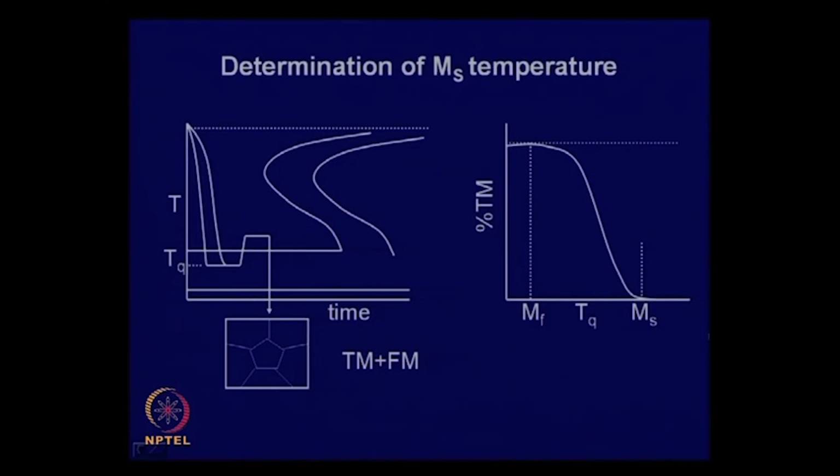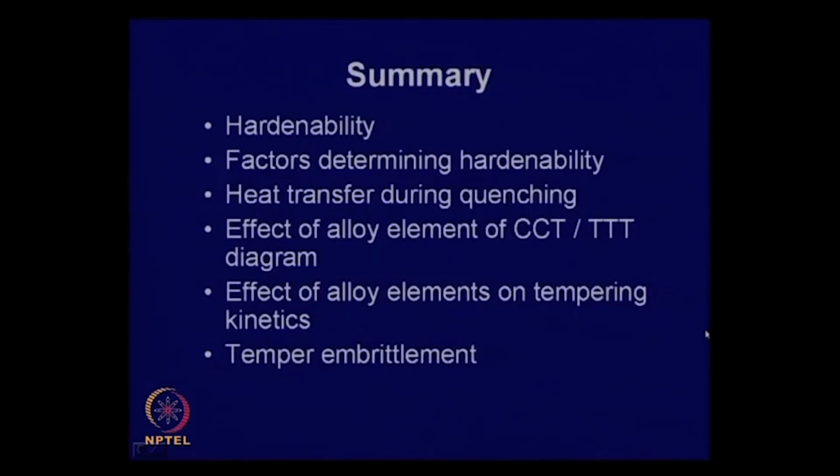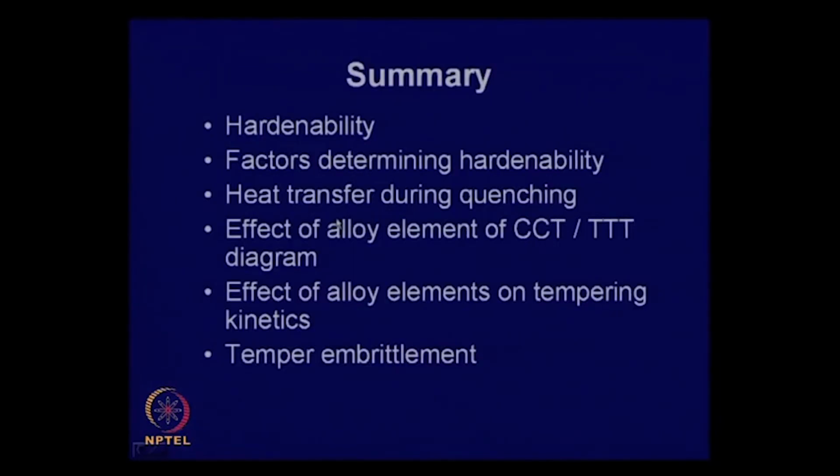So, with this we finish this topic on heat treatment. What we looked at today: hardenability, factors determining hardenability, heat transfer during quenching, the effect of alloy elements, alloy element effect on tempering kinetics, we talked about temper embrittlement and also determination of MS temperature. Thank you.